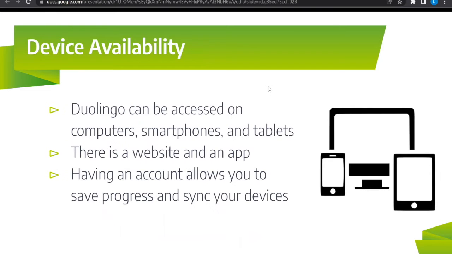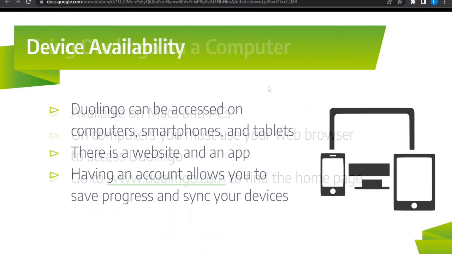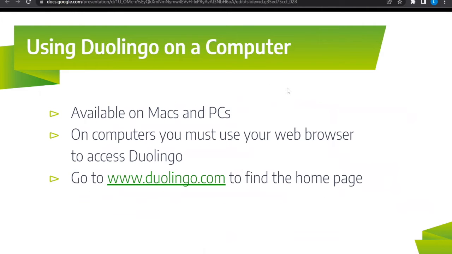As for device availability, Duolingo can be accessed on your computer, smartphone, or your tablet. There's a website and an app. Having an account with Duolingo allows you to save progress and sync your devices across multiple platforms. If you want to use Duolingo on a computer, it's available on Macs and PCs. In order to access it, you have to use your web browser, so Google Chrome or Safari or any other. You just have to enter in www.duolingo.com to find the homepage.